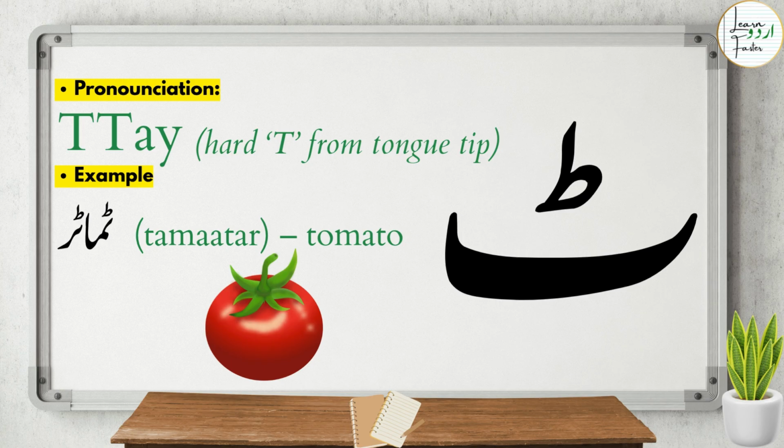Te. It's a hard T from the tongue tip. It needs a little bit of effort to pronounce, but it's not hard. You just need some repetition to become a master in it. Like te. Repeat after me. Te. Sounds good. Now, what is the example of te? Tomato.